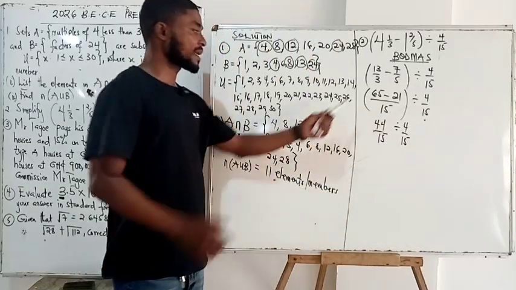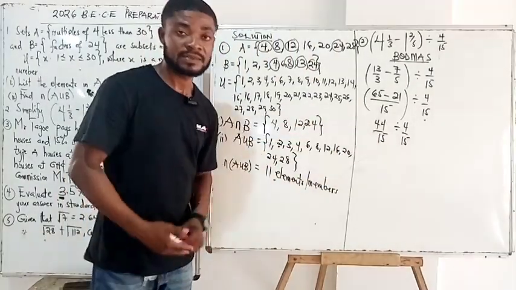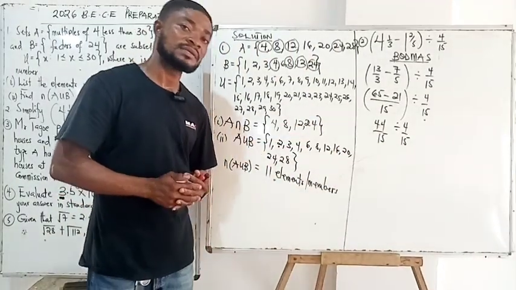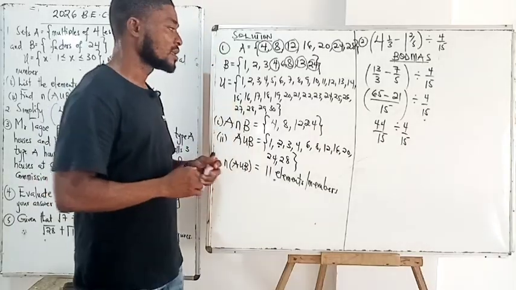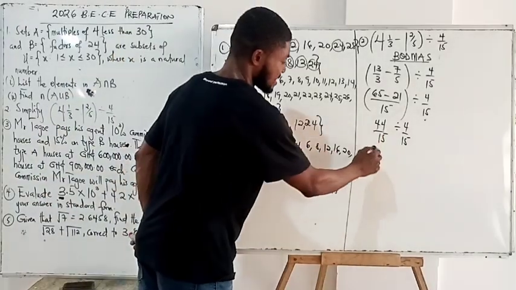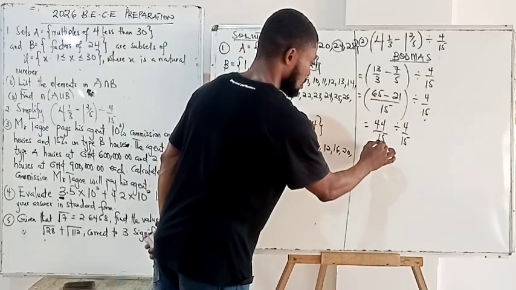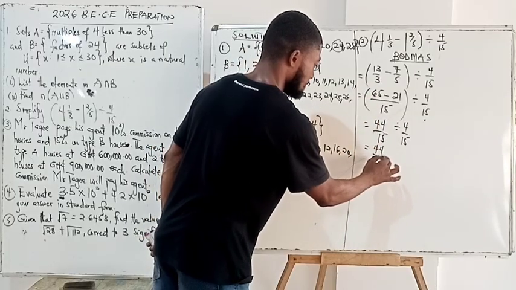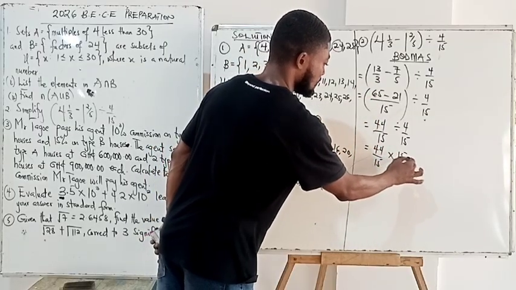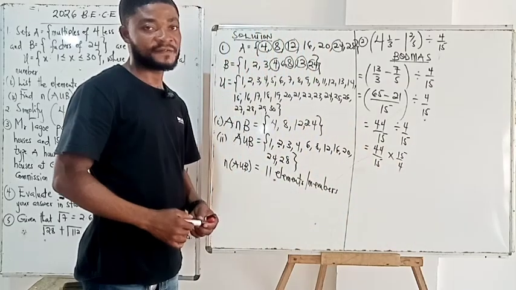So now this bracket is gone. I have just two separate fractions which are being separated by a division sign. So I now write this as, so I have 44 over 15.